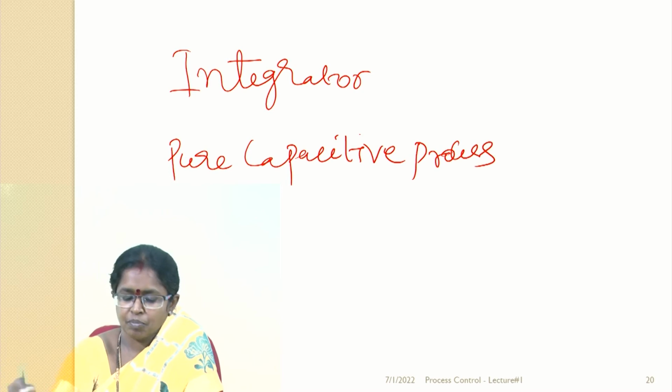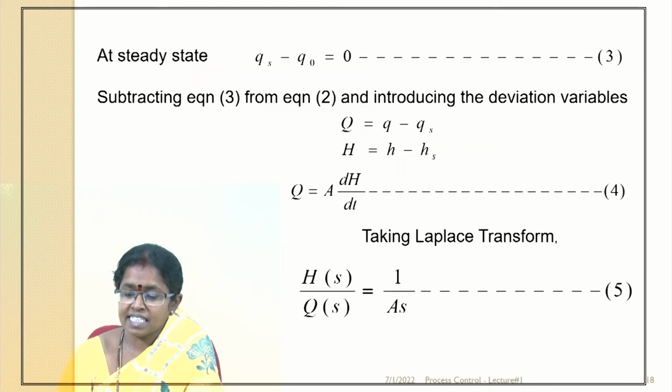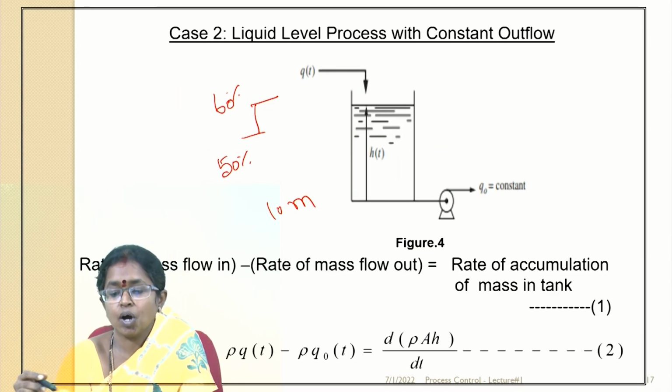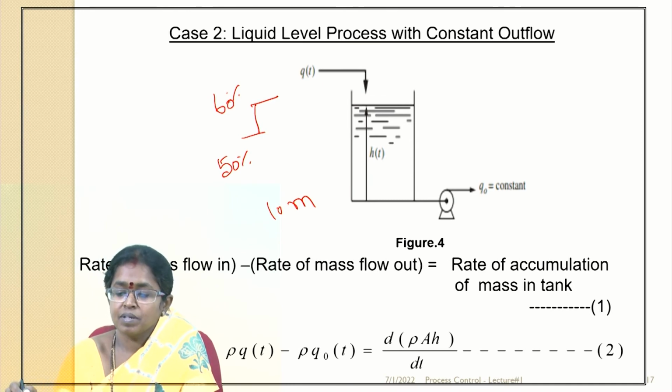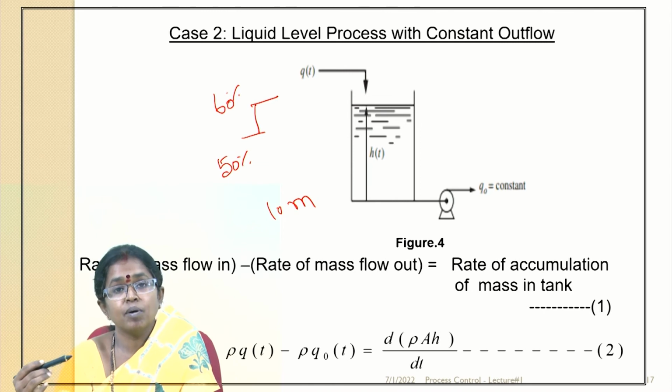Pure capacitive process will cause severe problems. Why does it cause severe problems? Because the tank may run dry or it may overflow. If the inlet flow rate is varied from 50% to 60%, what will happen to the level in the tank? The level in the tank will keep on increasing.